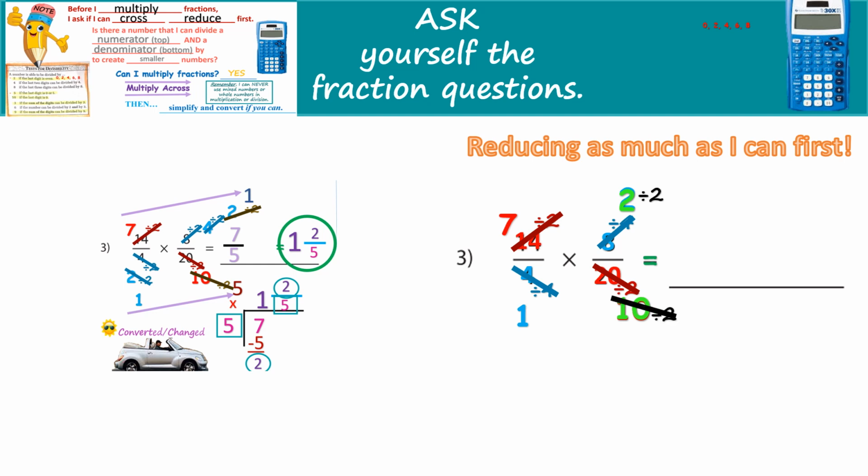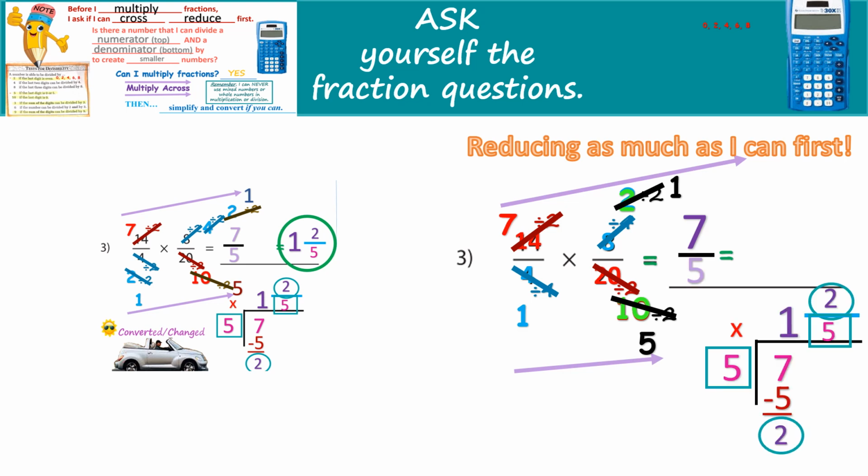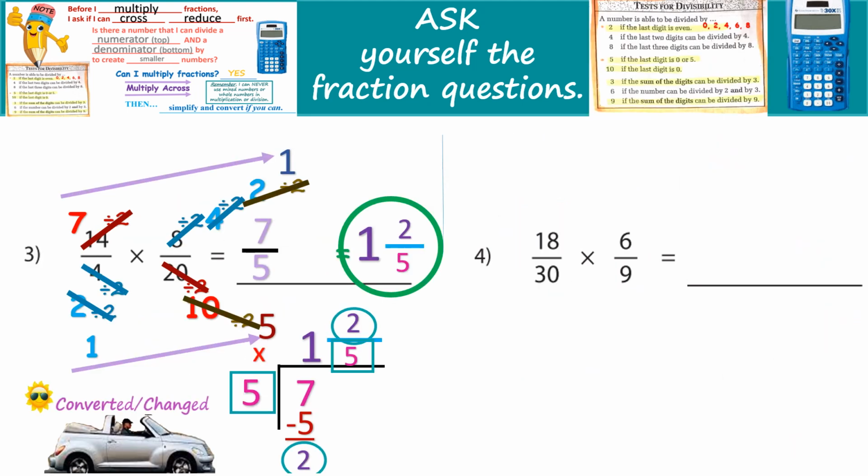But notice when I do those same steps, 2 goes into 10 5 times, and 2 goes into 2 1 time, that when I am left with my multiplying across, I'm left with the exact same thing, right? I'm still left with 7 over 5, which still has to be converted into 1 and 2/5. So cross reducing, if you know your multiplication facts and you're able to do that with larger numbers, then your work becomes even easier to do by doing it in bigger chunks.